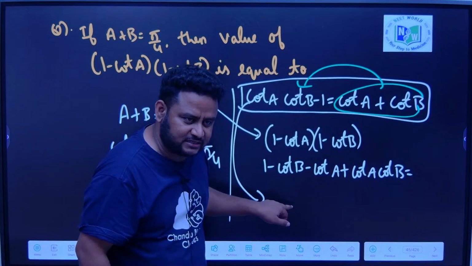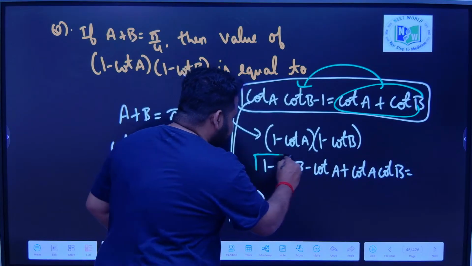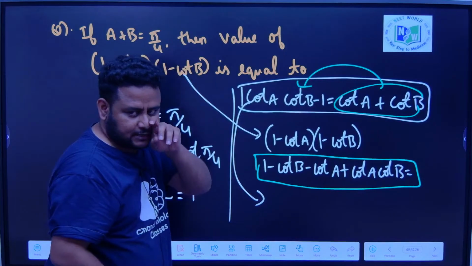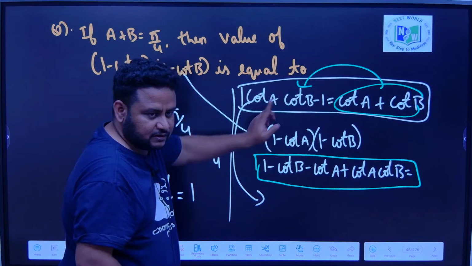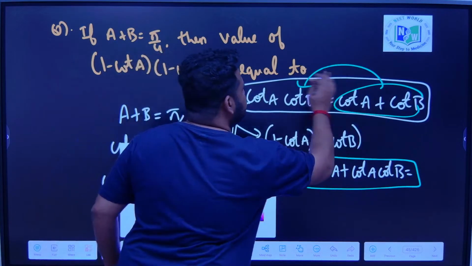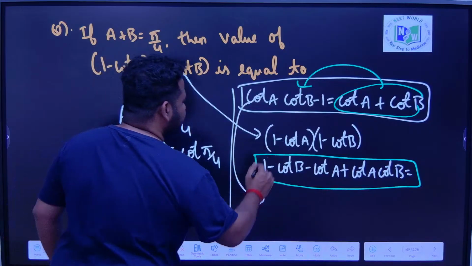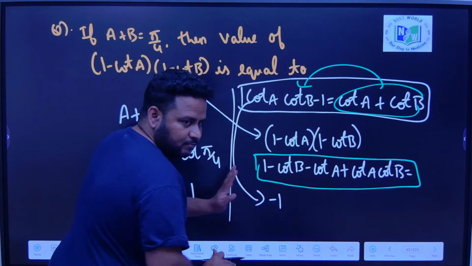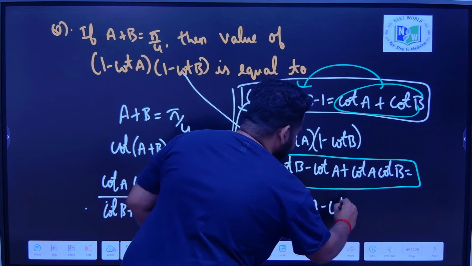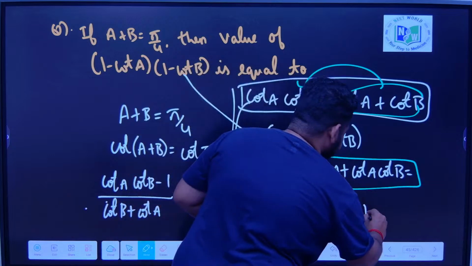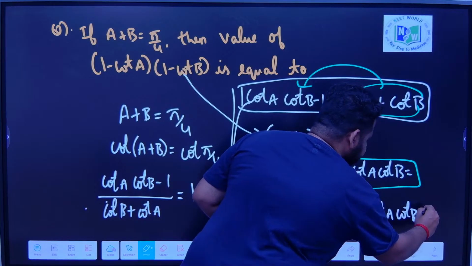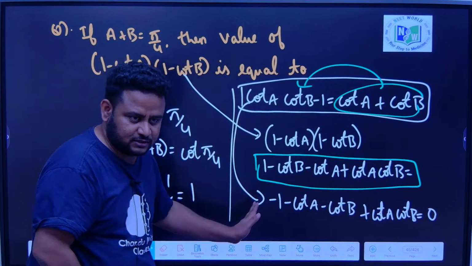If it has to become minus, I have to get the exact value of this. So I have to transform this one into this one. Okay, this one should be transformed to this one. So what I will do? Everything in the RHS I will bring to LHS. So this will become minus 1, minus cot A minus cot B plus cot A cot B, plus cot A cot B is equal to what? We are having 0 as of now. When you bring it to the other side, it will become 0.